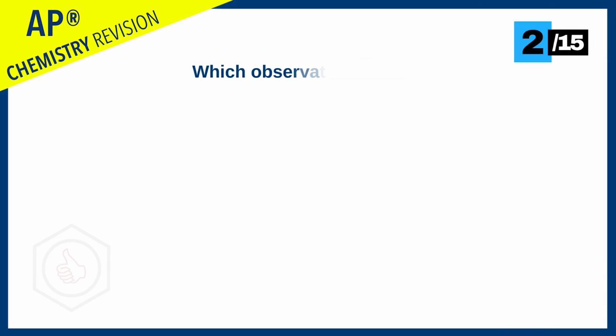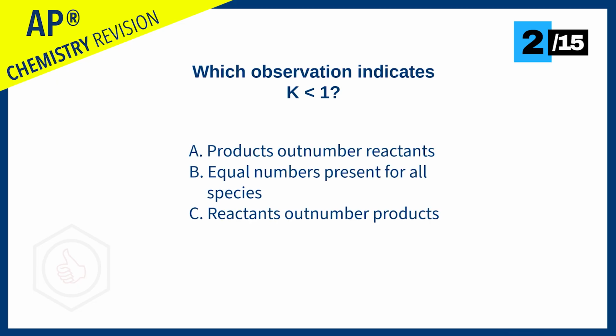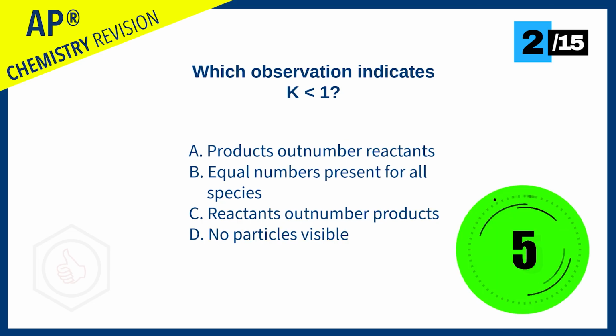Which observation indicates that K is smaller than 1? Products outnumber reactants. Equal numbers present for all species. Reactants outnumber products, or no particles are visible.